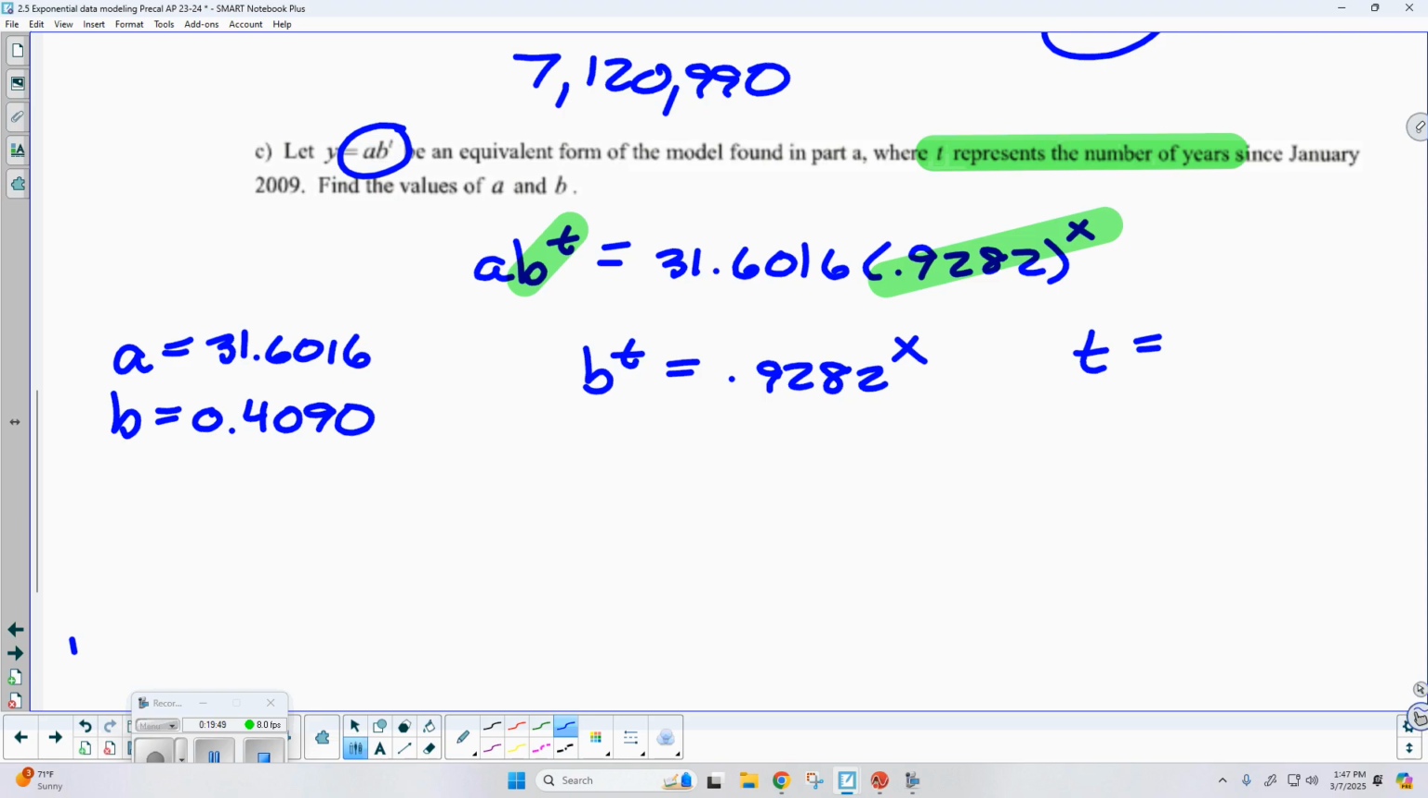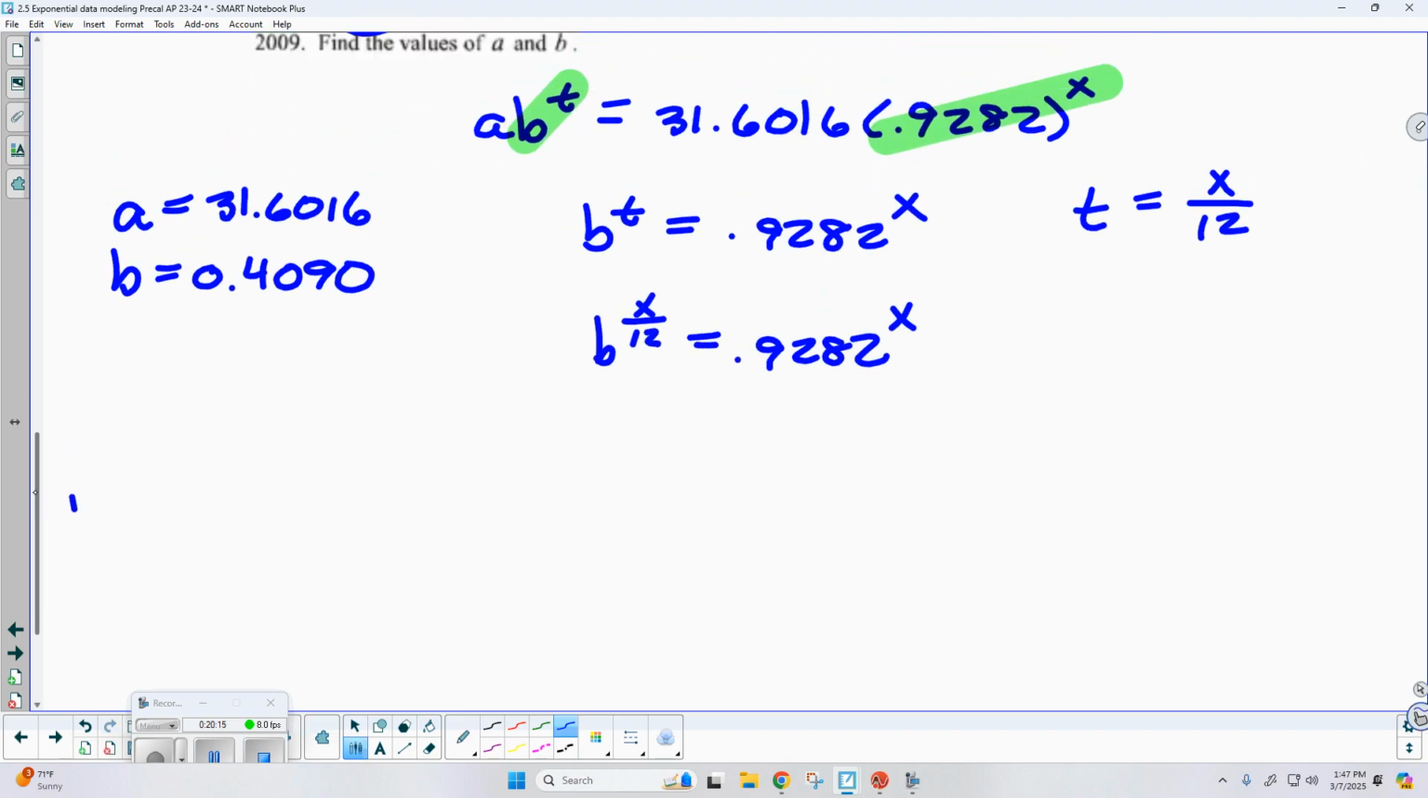Okay, so the first problem, we have to make sure that we got the right units. Remember, X is in months, T is in years. So if I rewrite T, I'm going to say X months divided by 12, because every 12 months, you got yourself 1 year. All right, so here's what we have. B to the X over 12 equals 0.9282 to the X.